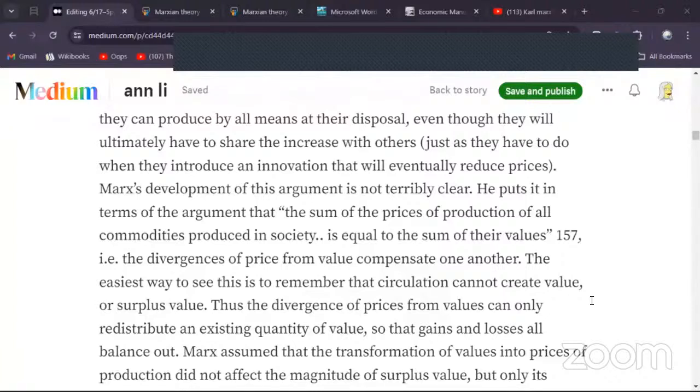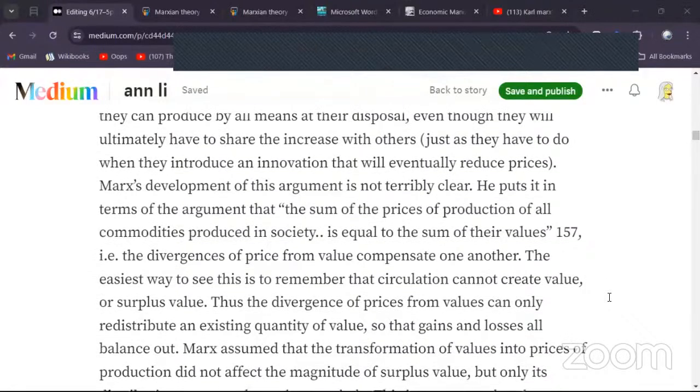Now, the presumption here, of course, is that the math is nice and easy. The easiest way to see this is to remember that circulation cannot create value or surplus value. Thus, the divergence of prices from value can only redistribute an existing quantity of value. It doesn't make new value, so that gains and losses all balance out. Marx assumed that the transformation of values into prices of production did not affect the magnitude of surplus value, but only its distribution amongst the various capitals. Marx is not assuming that you can invent capital elsewhere, which is, in fact, the problem of fictitious capital.